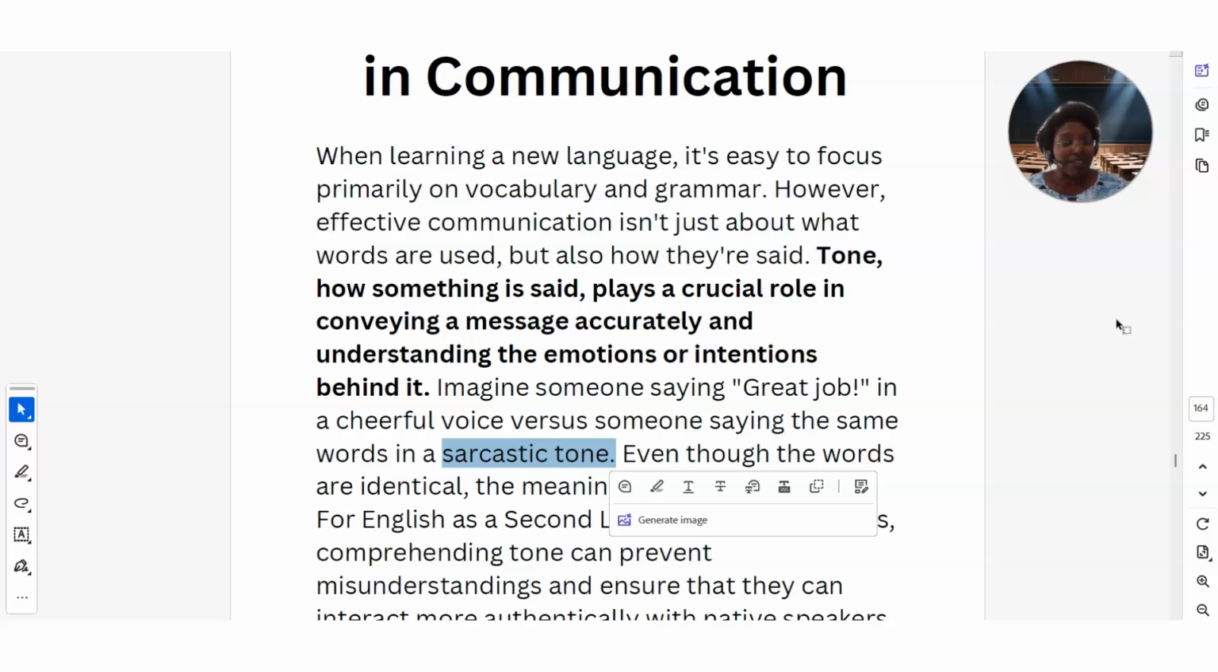I'm not being positive. Great job. So even if the words are identical, but the tone is very, very different, the understanding is very different.